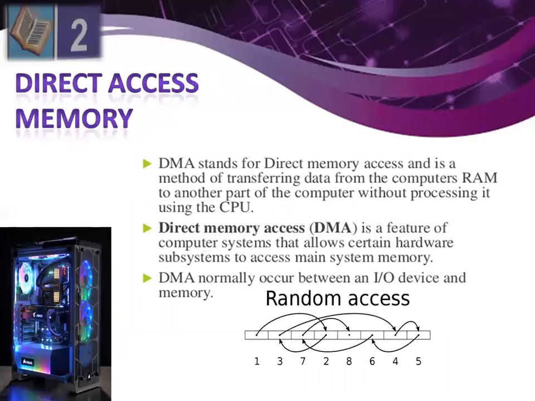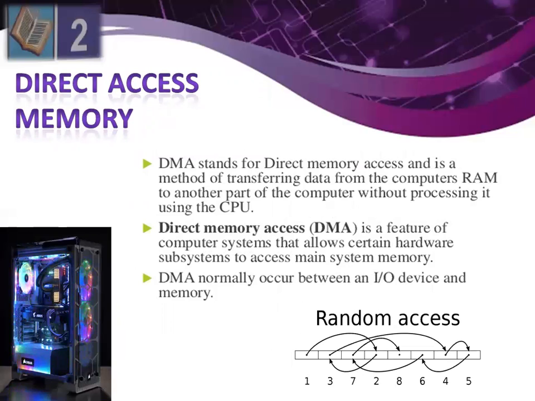On the other hand, we have direct memory access, DMA, which is a method of transferring data from the computer's RAM to another part of the computer without processing it using the CPU. Direct memory access is a feature of a computer system that allows certain hardware subsystems to access main system memory. DMA normally occurs between I/O, input-output devices, and memory. So this is a direct access method and a random access method.